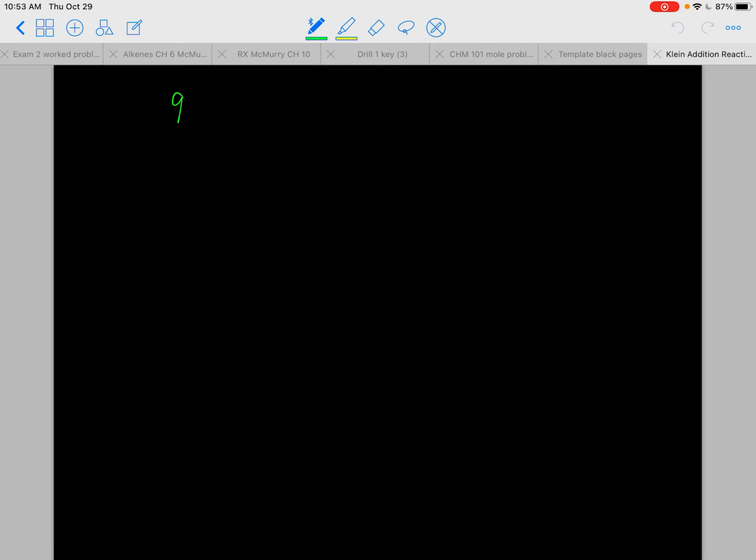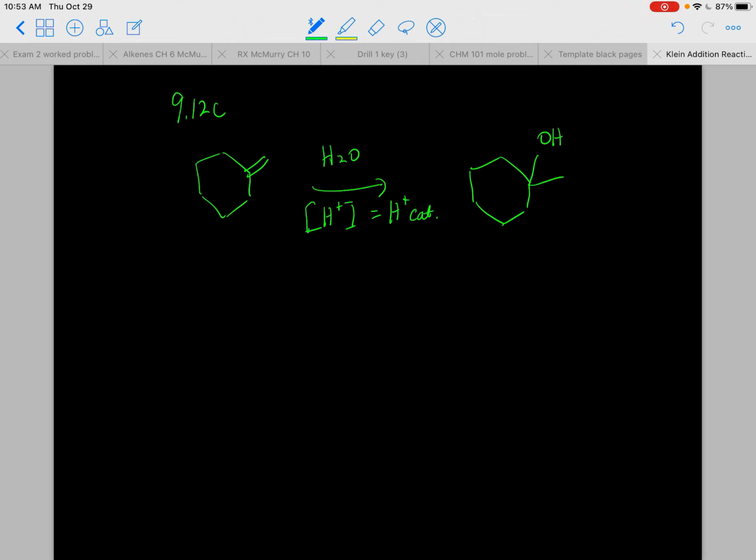9.12c, similarly, you have an alkene, you have water, and Klein uses brackets around H+. That's the same thing as saying H+ catalytic in other textbooks, for example. And what you form from this is 1-methylcyclohexanol. Don't worry about naming alcohols yet unless your class has talked about it.